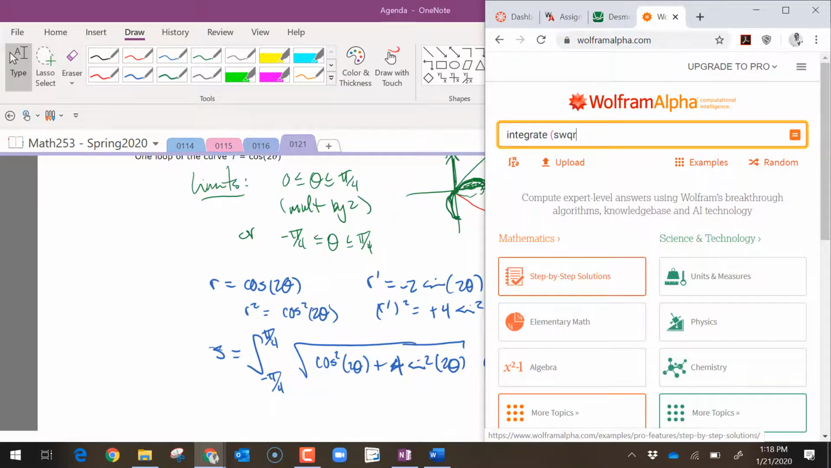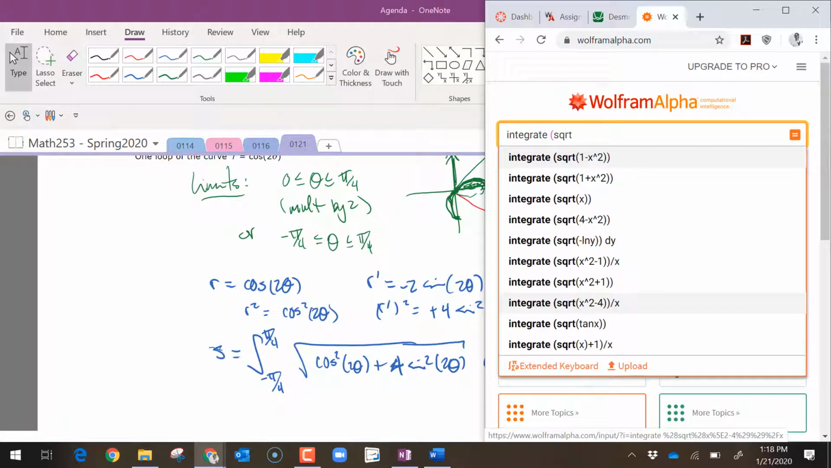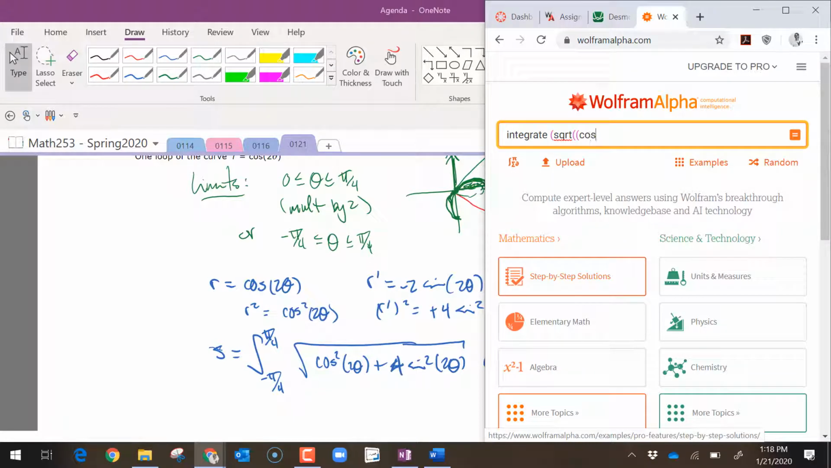So this is a square root of cosine 2 theta squared plus 4 sine 2 theta squared.